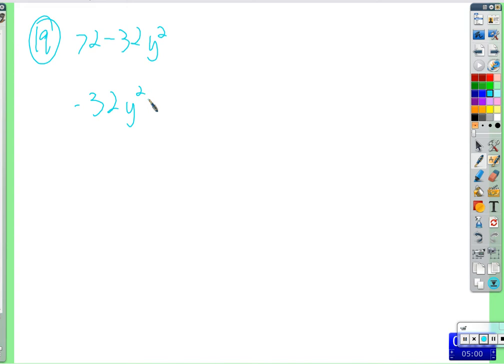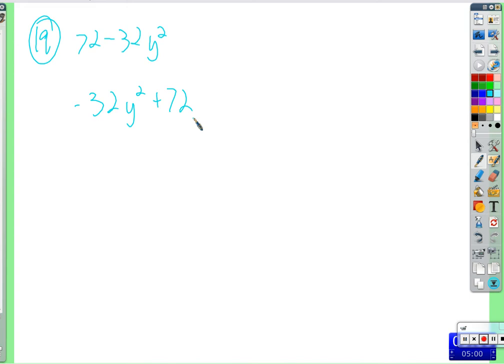Most people like to have the variables with their powers in descending order, so we can go ahead and do that. It certainly doesn't look like a difference of squares right now, but we haven't factored anything out. That's always the first rule. Factor something out if you can. Do they have anything in common?